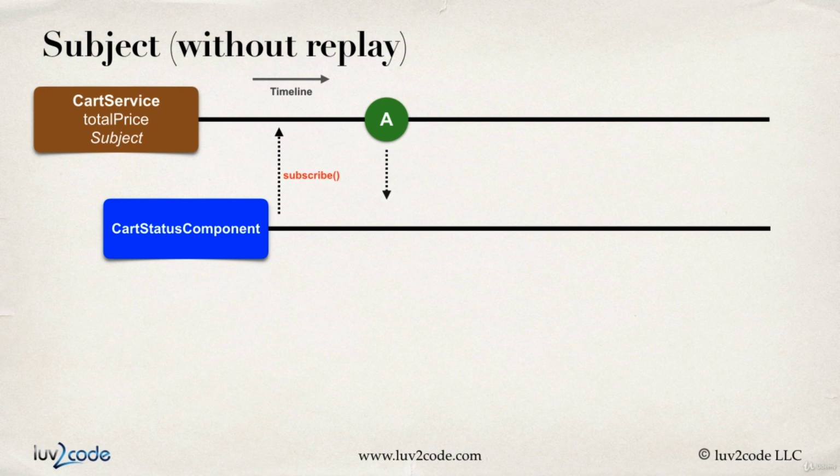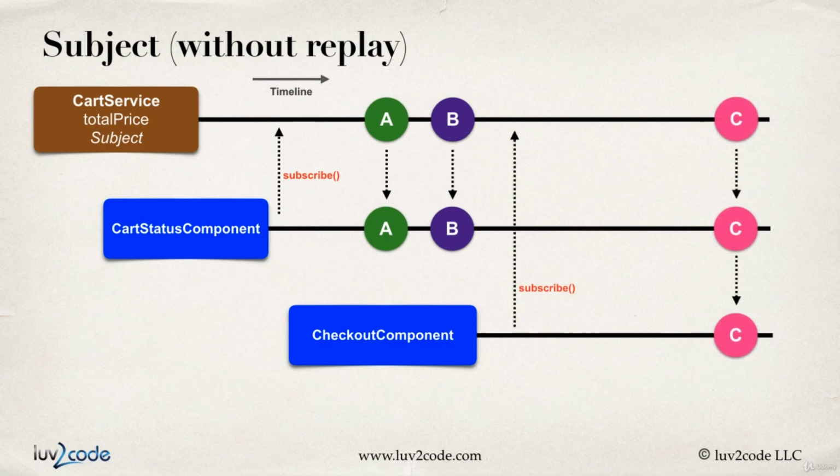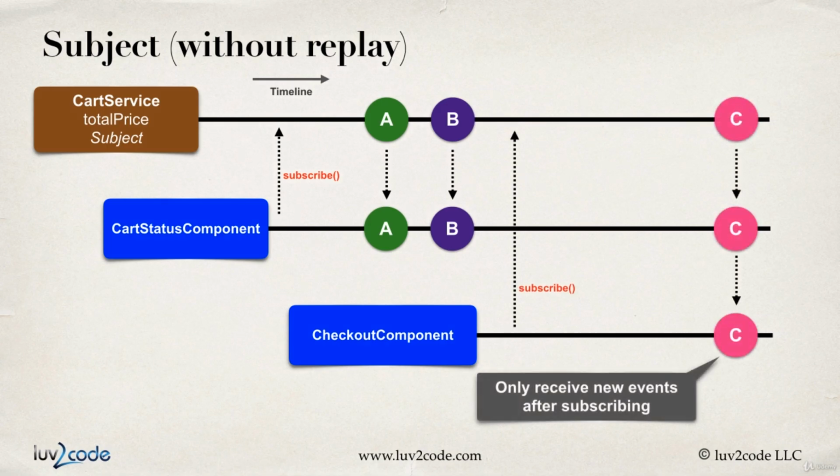Then we do some operations on our shopping cart. We have some events coming through for A, and then we have another set of events coming through for B. And so later on, we'll instantiate the checkout component and it'll actually subscribe. And so it'll only receive the new events after subscribing, right?